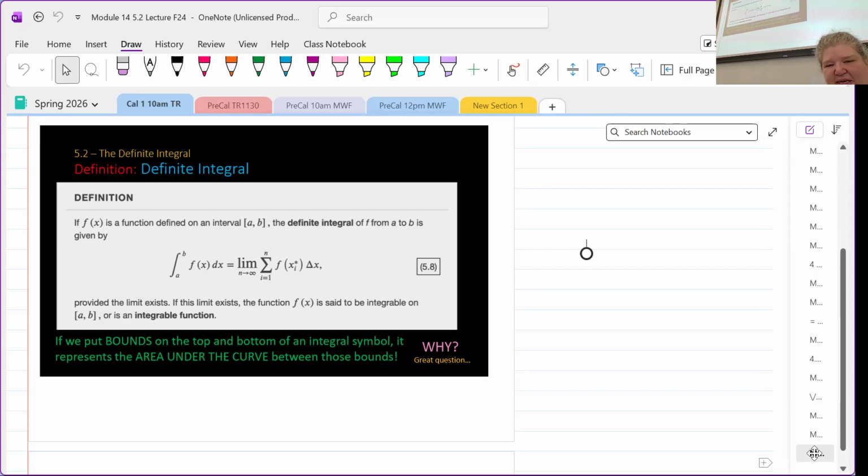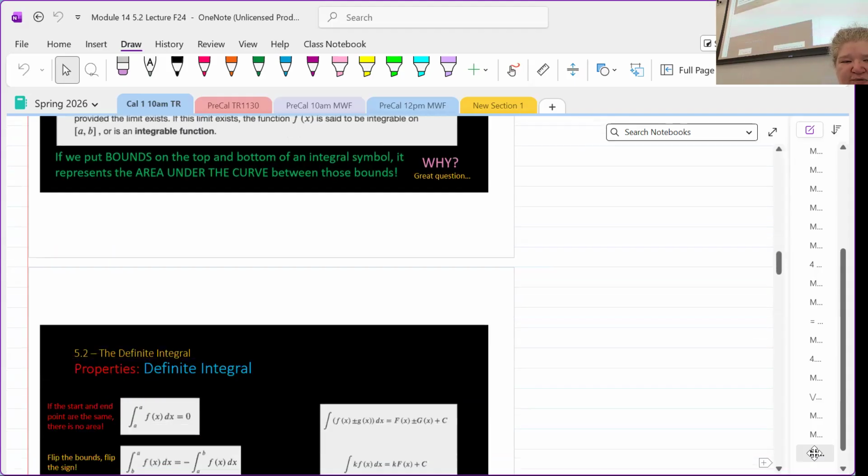So if this limit exists, the function f of x is said to be integrable on a to b, or is an integrable function. So if we put bounds on the top and the bottom, if we say just focusing on from a to b, I get the area under the curve.